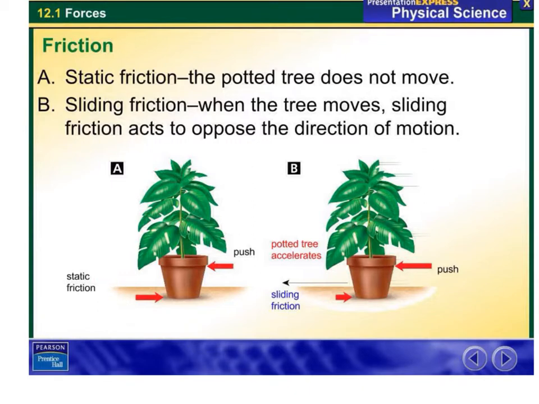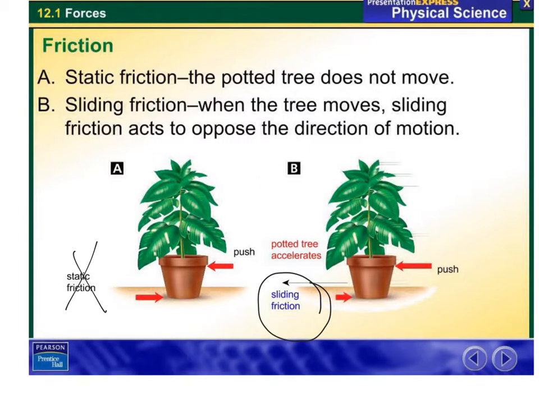Now, let's take a look at the difference between static friction and sliding friction. In order to push this plant, we need to overcome the force of static friction, which is keeping this plant on the ground, not wanting to move. Now, when we begin to push this plant in this direction, static friction is overcome, and we are experiencing sliding friction.